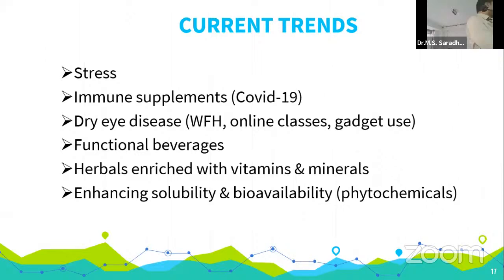I'll give you an example. There is a potato chip. If it is marketed only as potato chips in a nice pack, it is called food. When you are sprinkling turmeric extract or some herbal extract on top, then it becomes a nutraceutical. See, these are the things to keep in mind when you are formulating.